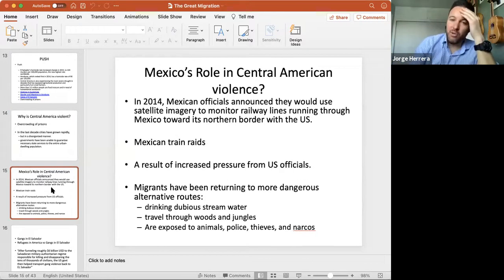What is Mexico's role in Central American violence? In 2014, the Mexican officials announced that they would use satellite imagery. This is a bunch of BS. Why don't you invest money in something else, in my opinion, to monitor railway lines running through Mexico towards its northern border in the United States.